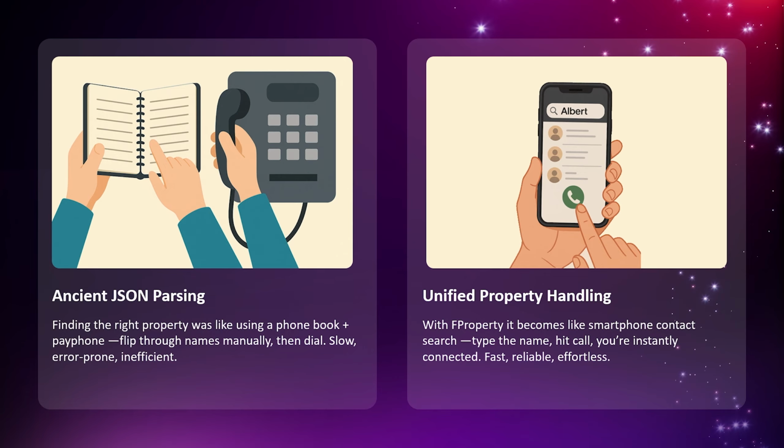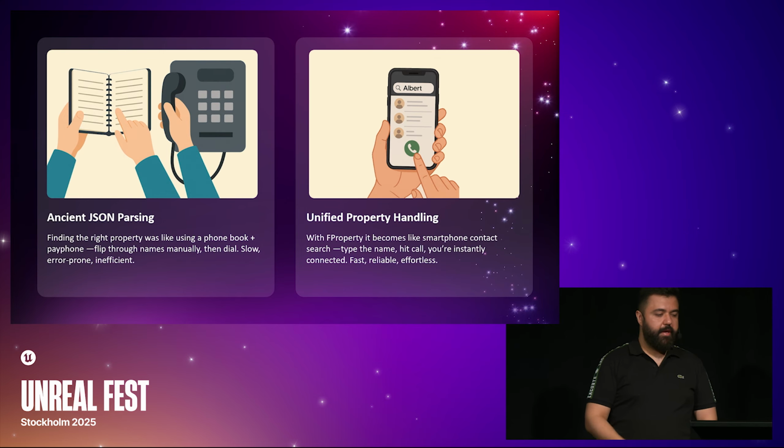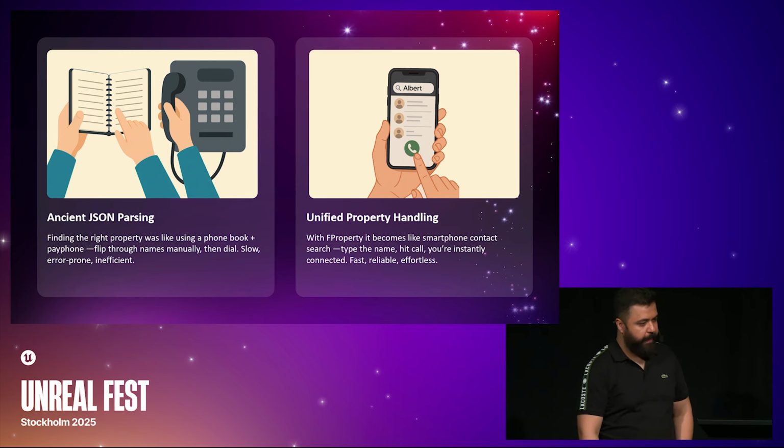You can think of it like this. The old way was using a payphone. You would have to search the phone book one by one, find the person you want to call, and dial the number manually. With unified property handling, it's like using a smartphone. You just type the name and press call. It's fast, maintainable, and also extensible.